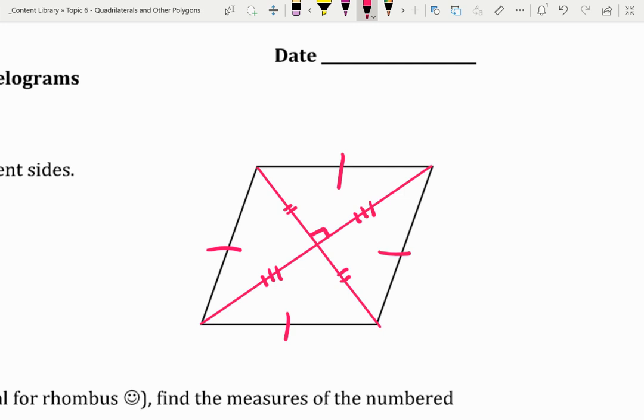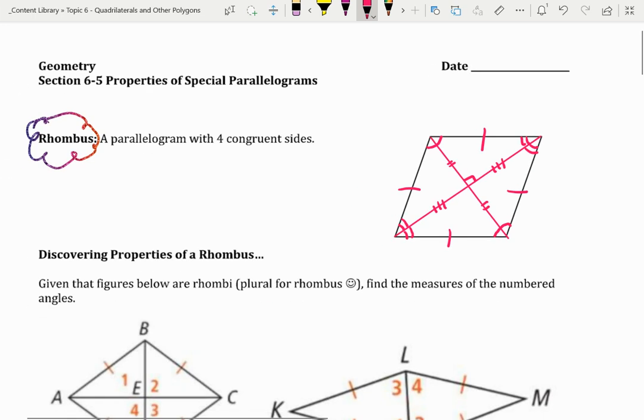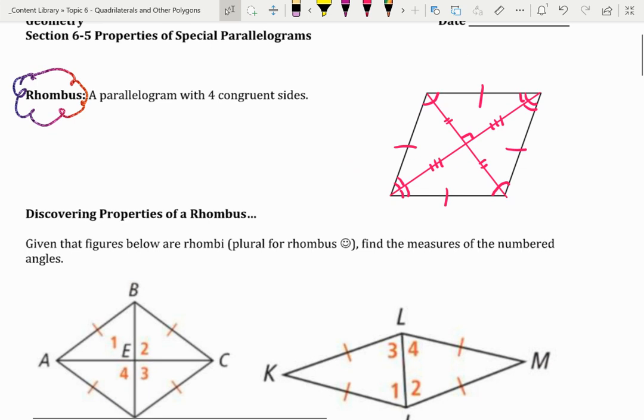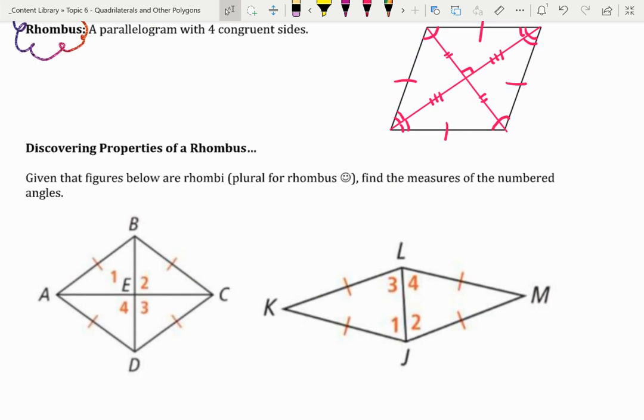And they're angle bisectors. Because their opposite angles are congruent, so we bisect them. Okay. So go ahead and make your rhombus look like mine. And then we'll continue. Discovering properties of a rhombus.